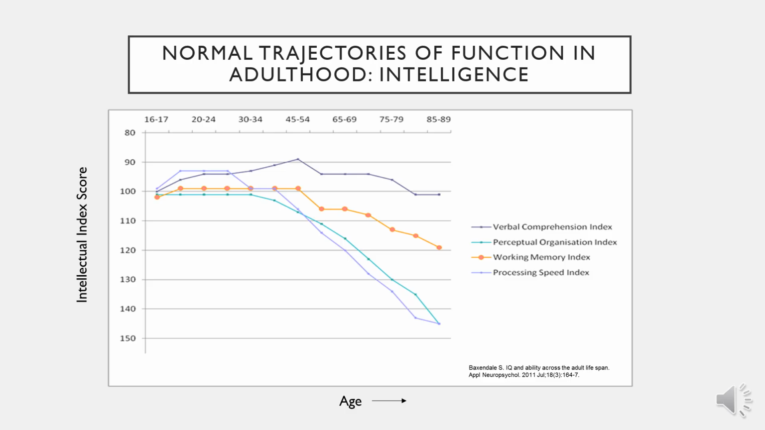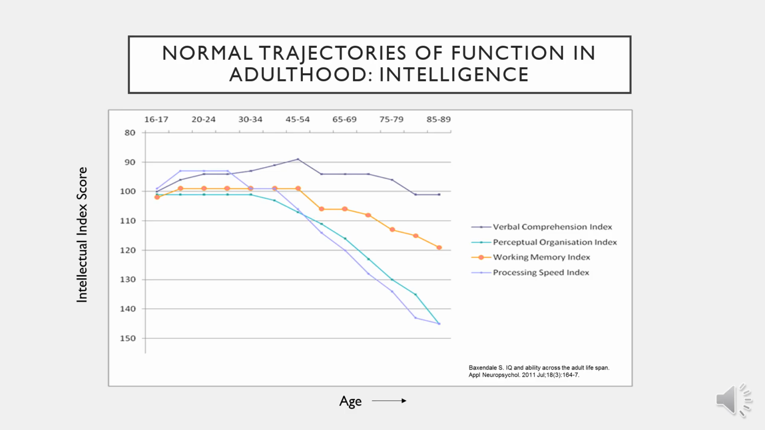But if you look at the green line on this graph, that shows the normal trajectory of perceptual organisation. So this is the ability to look and see patterns around us, visual patterns, see how things relate to each other visually. And this plateaus very early. From about 16, you're at your peak in terms of being able to use this ability. It plateaus to about the 30s and then it starts to decline really quite rapidly.